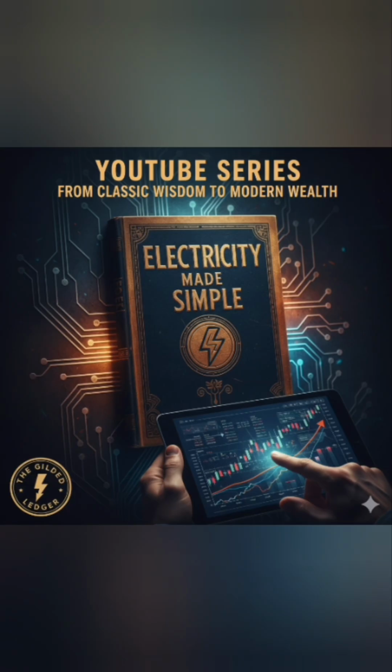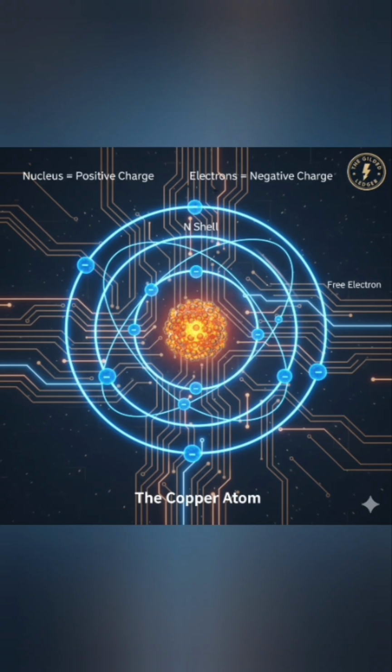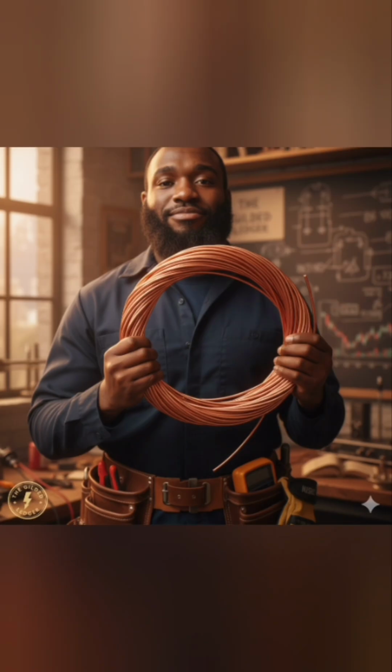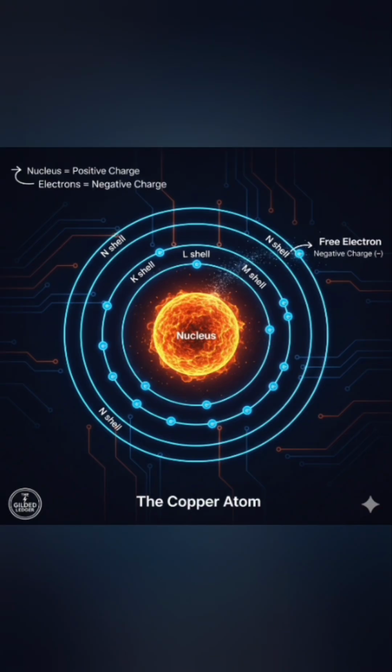To understand current, we have to start at the smallest possible scale, the atom. Very, very tiny, small particles. Think back to basic science. Every single thing around us, including this copper wire, is made of atoms. An atom is like a tiny solar system.